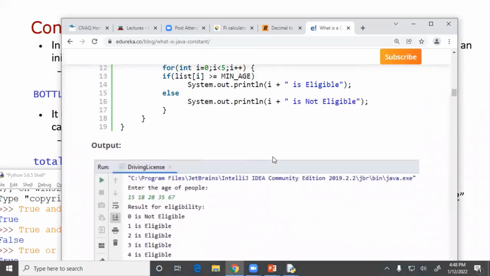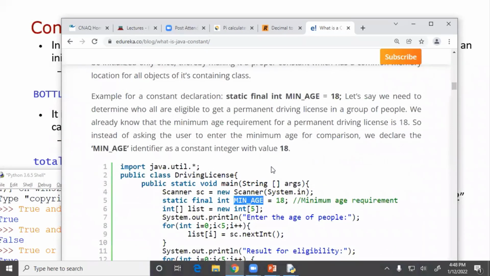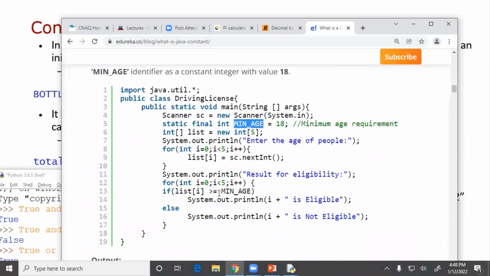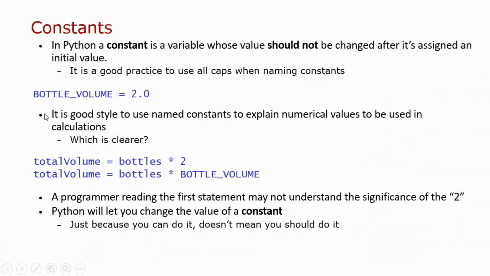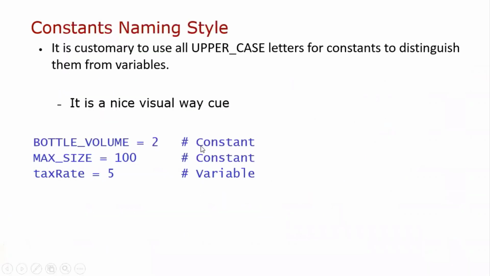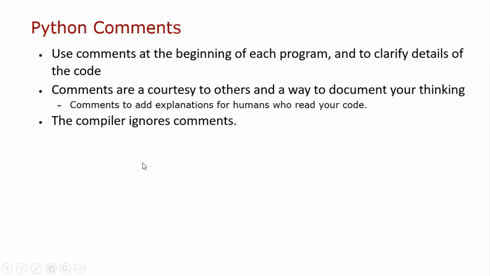Now your company says, you know something, the minimum age is not 18, it's 16 now. So do they need to go to the whole program and change this one? They change it only in one place. Is this clear, guys? You got it? Clear? Okay, excellent. So these are constants. This one is a variable. The comments. Do you remember the comments in Python? What is the comment? Hash.